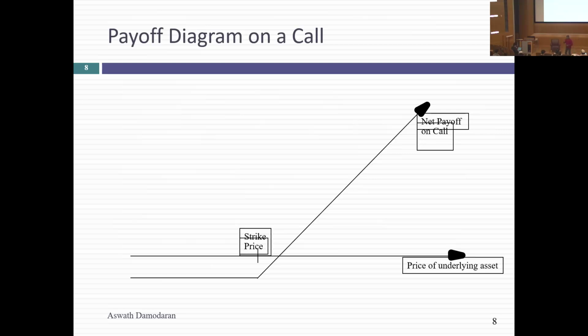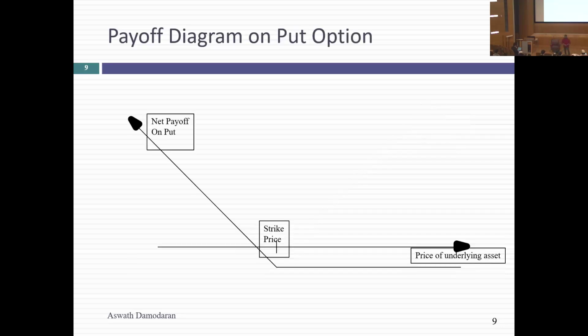But if the stock price rises, dollar for dollar, you can make potentially unlimited profits. If you have a put option, flip the whole thing on its side. If the stock price is above the strike price, you lose what you paid for the put. If the stock price is less, it's not quite unlimited because your stock price can't go below 0, but you make very large profits. But the key is you have limited downside, unlimited upside.